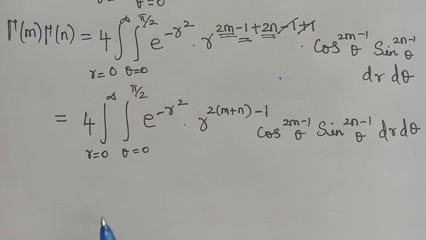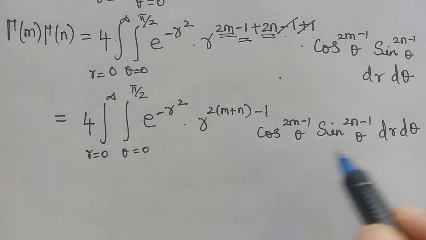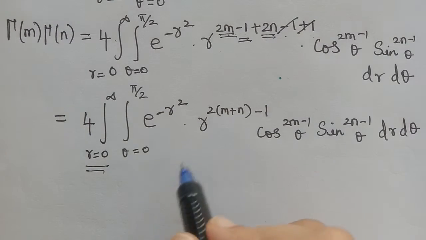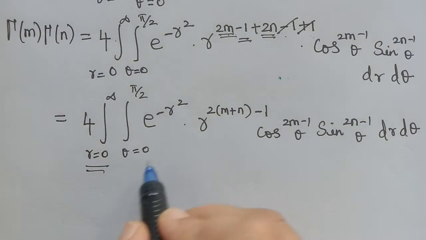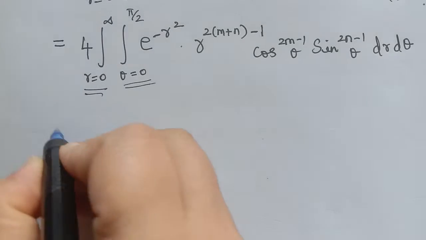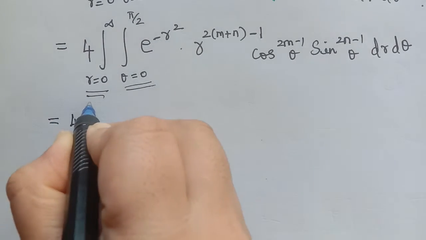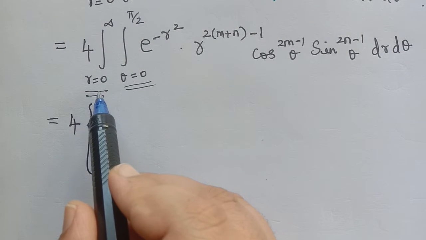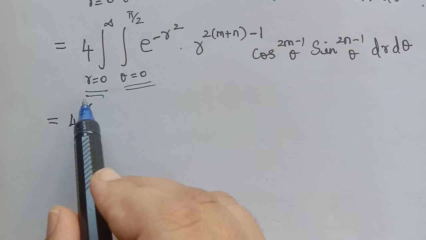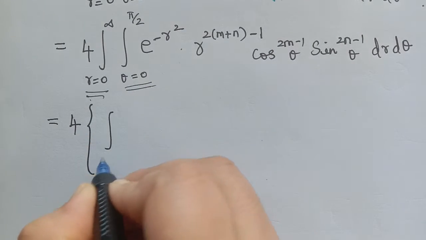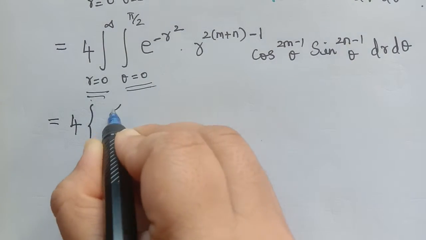Now as the next step, we will separate r and theta. That is, we will put all the terms with respect to r under the integral r equal to 0 to infinity, and the terms with respect to theta under the integral theta equal to 0 to pi by 2. So let us do that now. So that will be equal to 4, I will put a bracket. So 4 multiplied with, what is the first integral we have? Integral r equal to 0 to infinity. So let me write that.